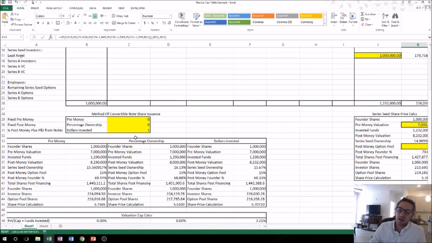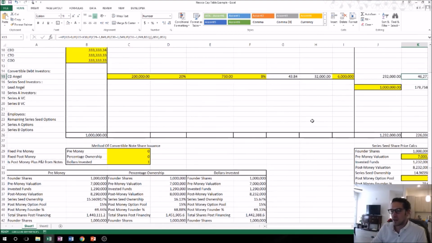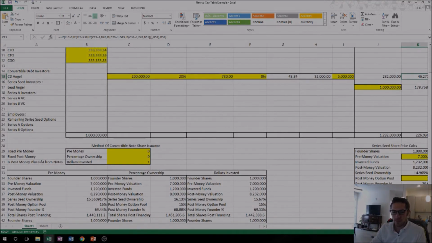And we could go back in and lock the cells and everything like that, but like I said, this is not a course in Excel. This is a course in how the cap tables work. So that's something that can be figured out really easily. And that's how you do it.